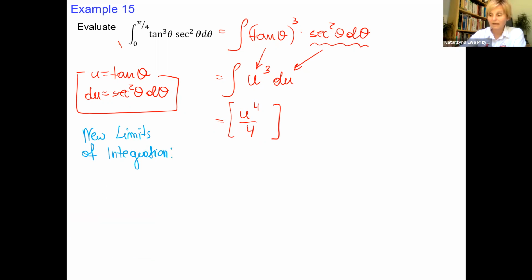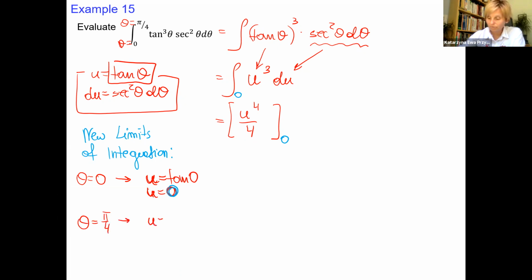Okay, x was actually theta. Theta is 0, theta is pi over 4. When theta is 0, we have to compute the corresponding u value. u was defined as tangent theta. Tan 0 is also 0. It looks the same, but it's a new value. I can use maybe the blue color. That's 0, the new value. Now, if theta is pi over 4, the corresponding u value will be tangent at pi over 4. Tangent at 45 degrees, we have to know our unit circle, is 1. That 1 is a new limit. Instead of pi over 4, we can put 1.